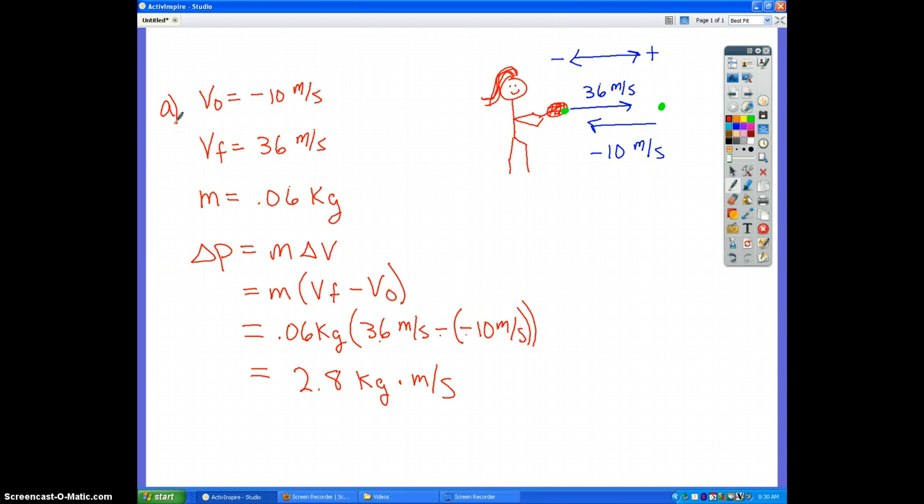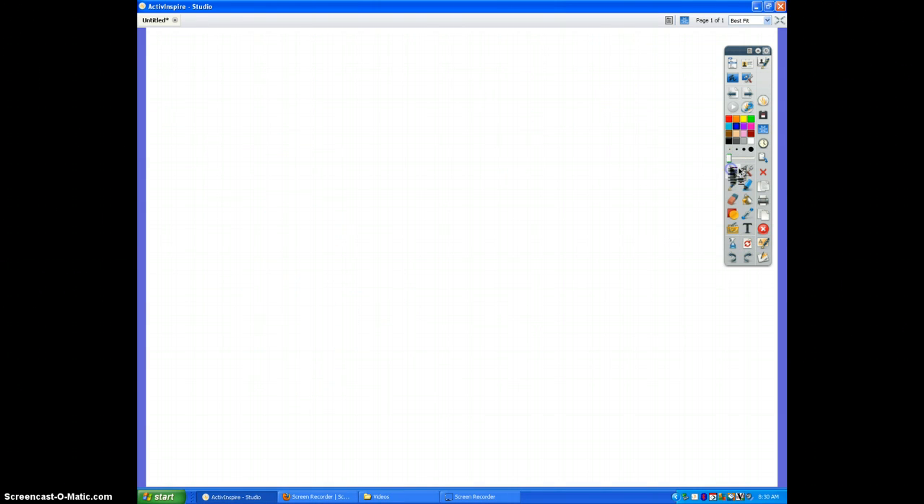For part B of the problem, it says if the 0.06 kilogram ball is in contact with the racket for 0.02 seconds, with what average force has Venus hit the ball? This is very similar to the last example problem that we did, example problem 2. This is example problem 3, and this part is part B.